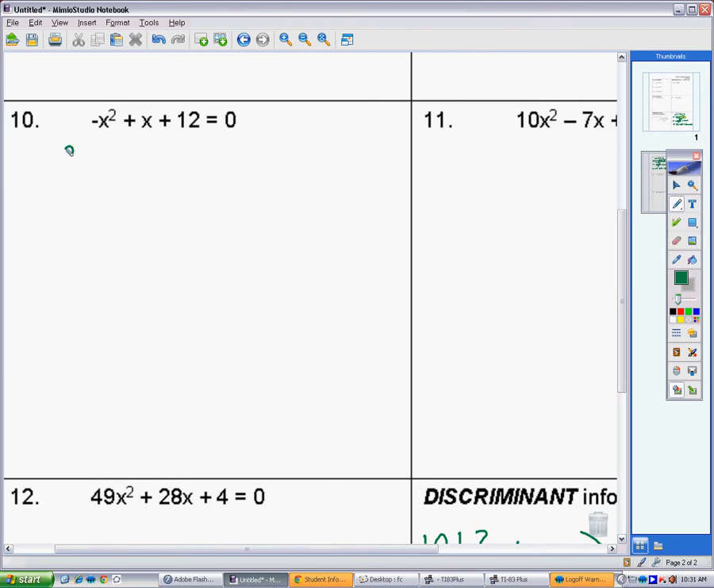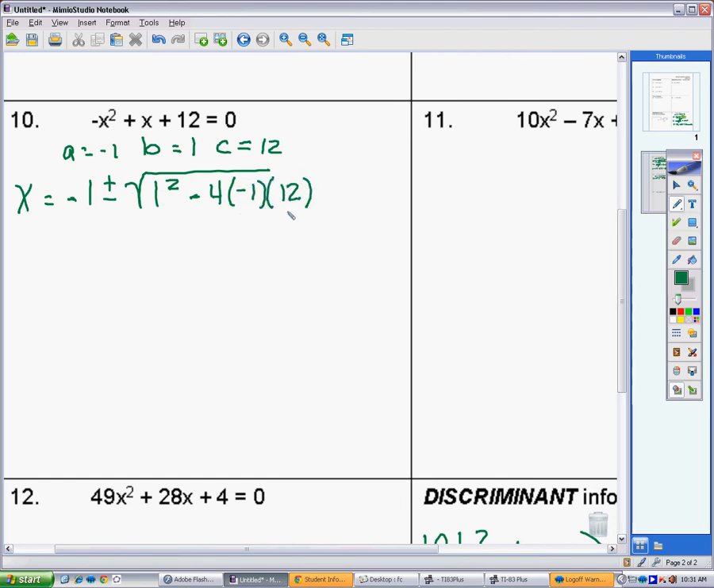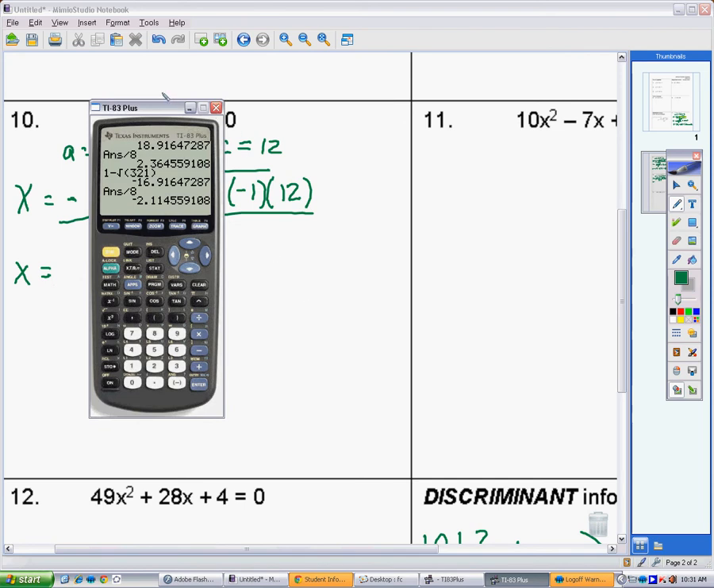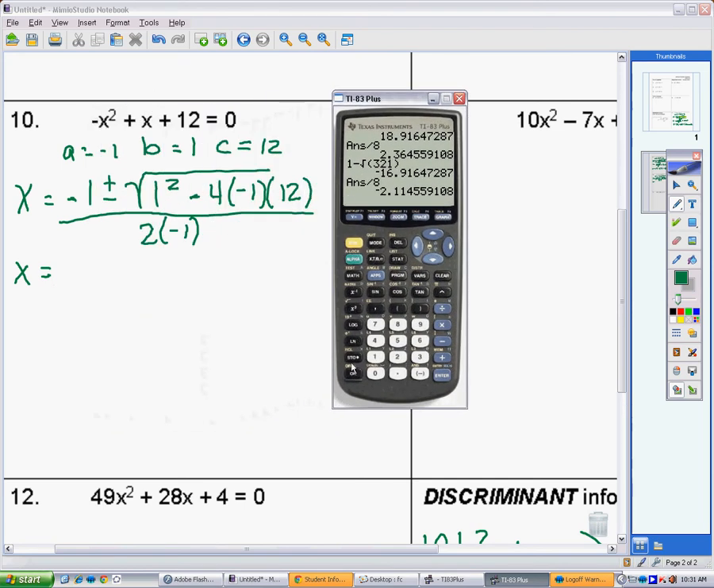Okay, number 10, A is equal to negative 1, B is equal to 1, C is equal to 12. So x equals negative 1 plus or minus the square root of 1 squared minus 4 times negative 1 times 12 all over 2 times negative 1. Okay, so I'm going to evaluate the discriminant part. And I'm going to take 1 squared minus 4 times negative 1 times 12.